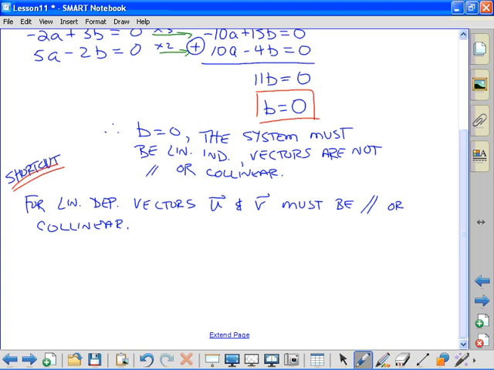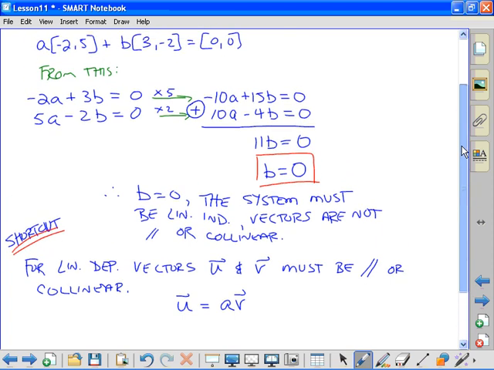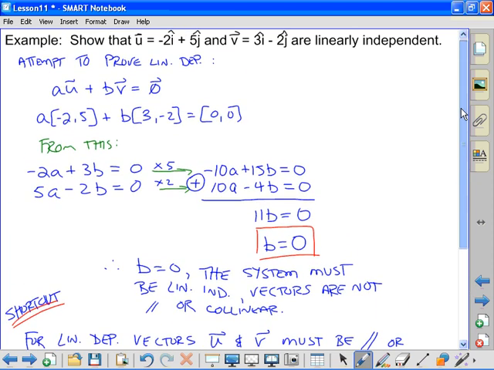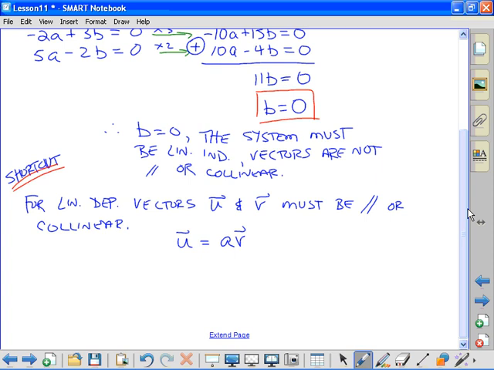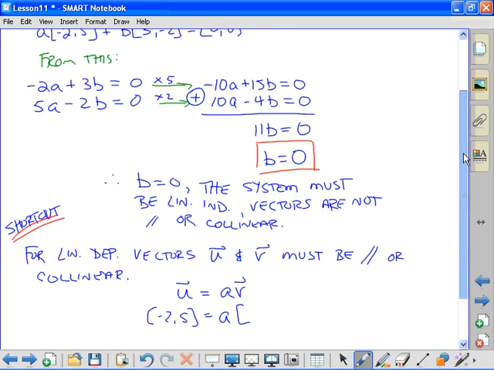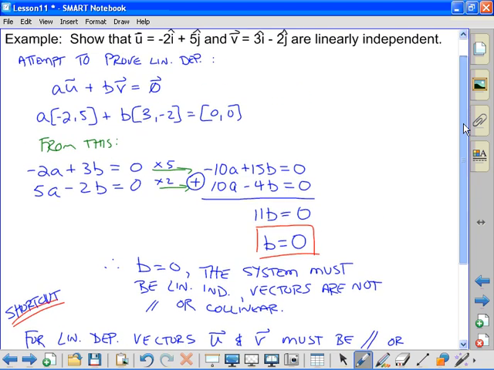So, collinearity we talked about last time. Can we make one a scalar multiple of the other? Because if they're pointing in the same direction, they'll have that same direction component. So when I look at my vector u, looking way up here, negative 2, 5, equals a times, and up above here, 3, negative 2.